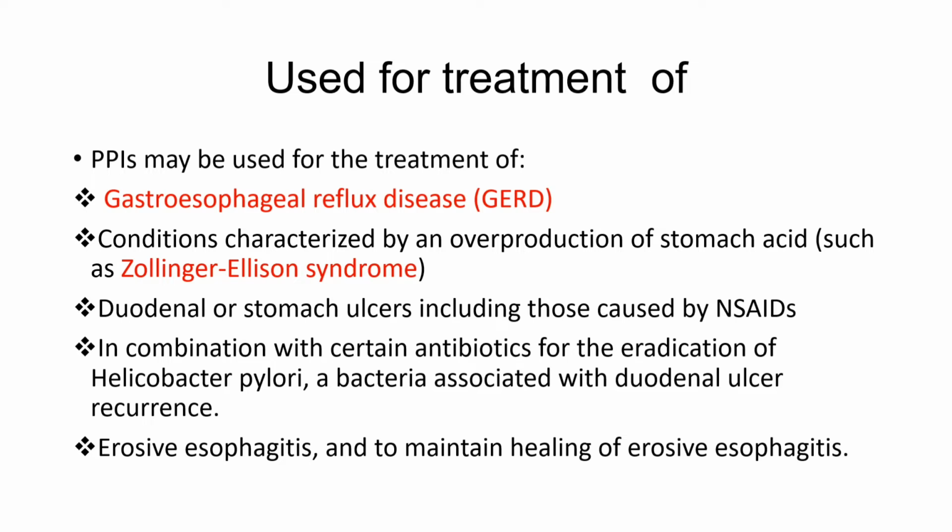Proton pump inhibitors are commonly used for the treatment of gastroesophageal reflux disease, Zollinger-Ellison syndrome, duodenal ulcers, stomach ulcers, and peptic ulcers caused by NSAIDs and Helicobacter pylori, which is a gram-negative bacteria that causes peptic ulcers. In such cases, proton pump inhibitors are used in combination with certain antibiotics in order to give symptomatic relief. They are also used for erosive esophagitis, and to maintain healing of the erosive esophagitis.